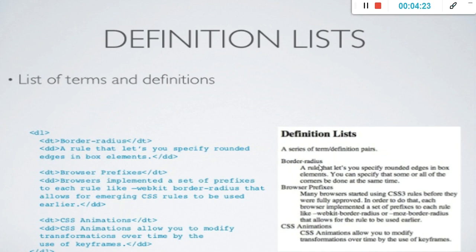Then border radius, what do you mean by border radius? Then the definition is given here. Then what are browser prefixes? Then the definition is given here. Then what are CSS animations? Then the definition is given here likewise. Okay, this is the definition list.